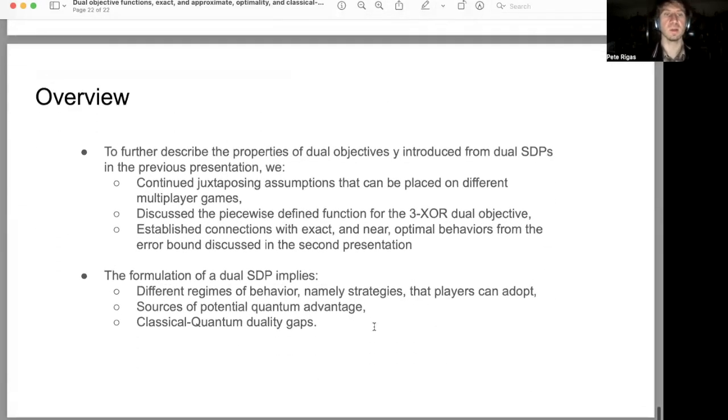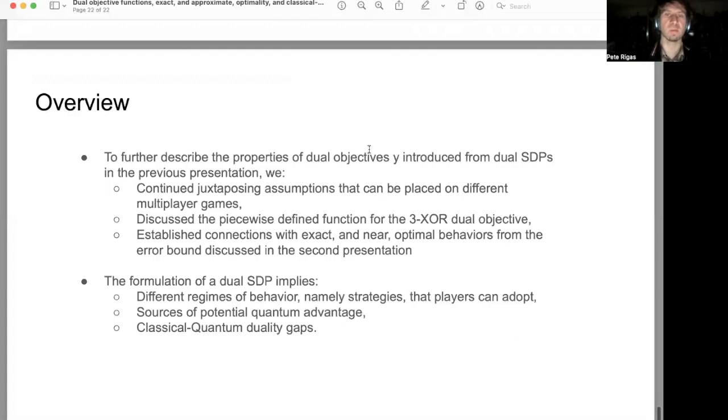And so finally, as an overview, to further describe the property of dual objectives Y introduced from semi-definite programs under duality in the previous presentation, we continue juxtaposing assumptions that can be placed on different multiplayer games, and we discussed the piecewise definition first for the 3 XOR dual objective that we used to establish several characteristics and parallels between dual objectives for strong parallel repetition of FFL and XOR games alike, which allowed us to establish connections with exact and near optimal behaviors from the error bound discussed in the second presentation.